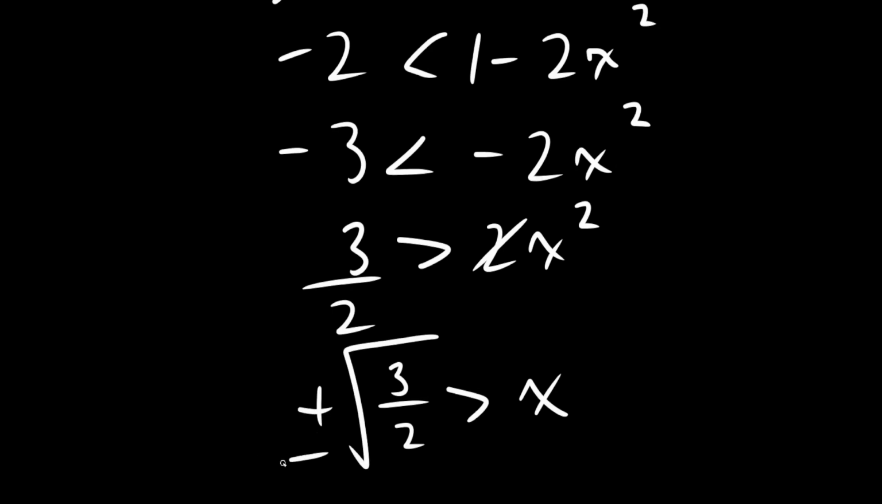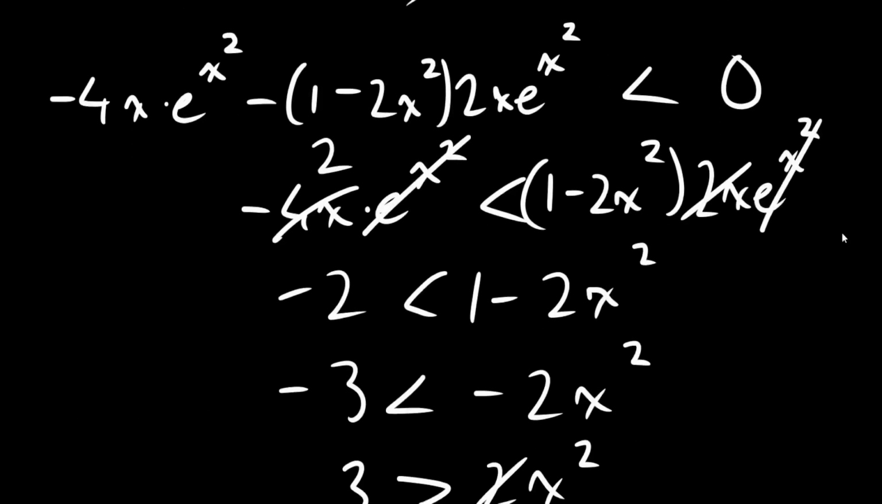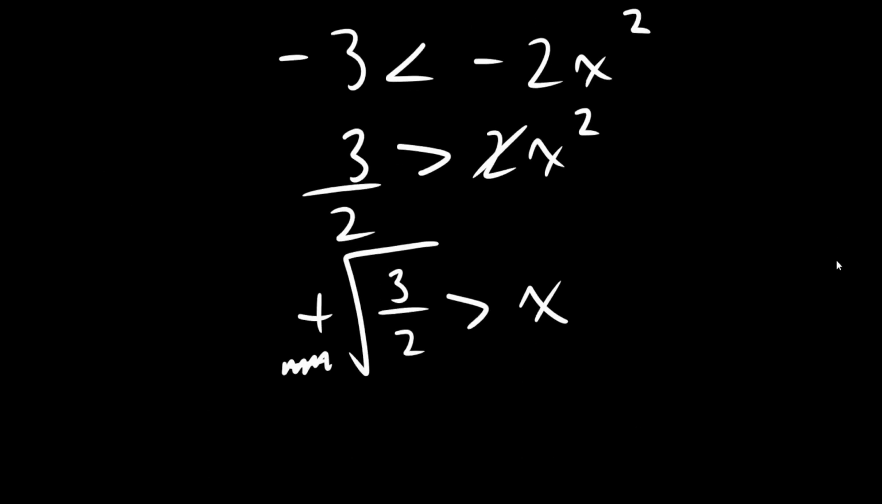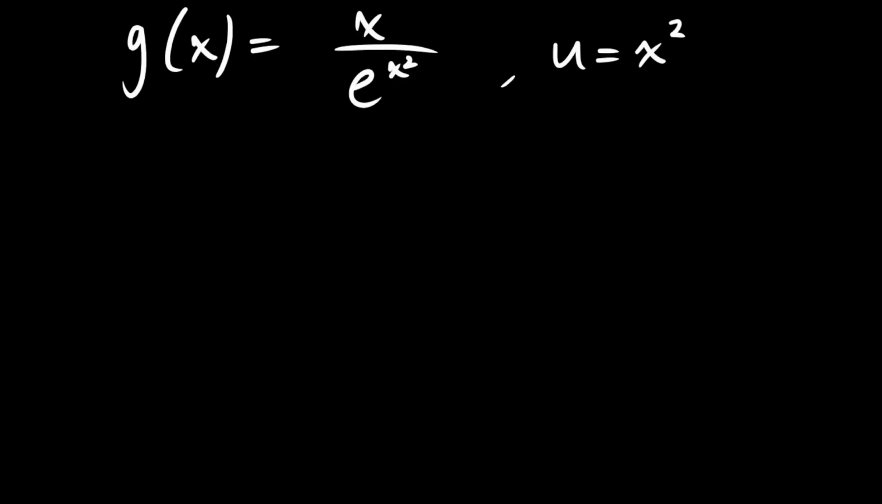Plus or minus, but of course we know that x cannot be negative, so we have plus 3 over 2 is greater than x for the concave up, and you would basically just do the same thing for concave down. And it should show that it should be past this point instead. So now what we have is probably the hardest part of the paper.